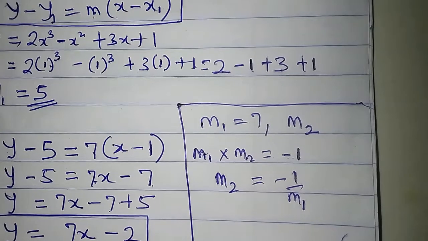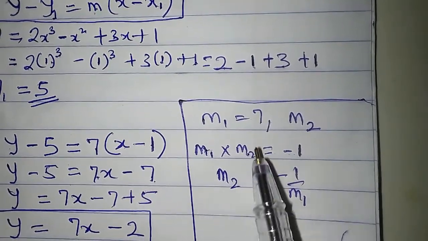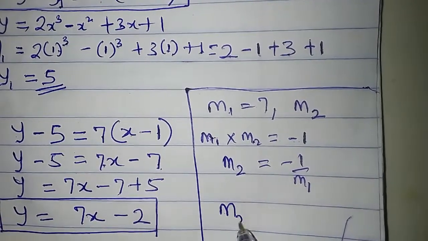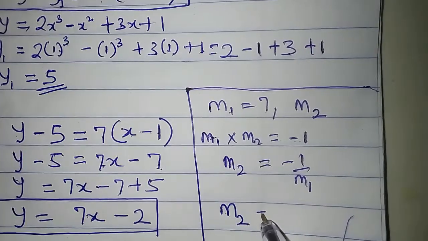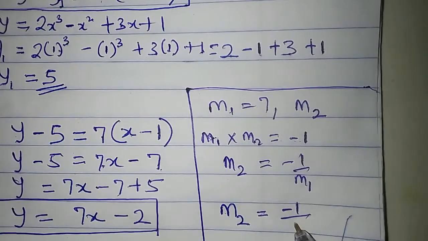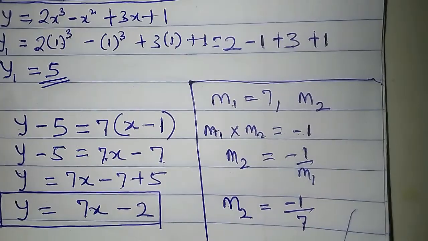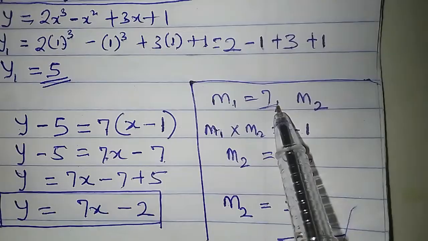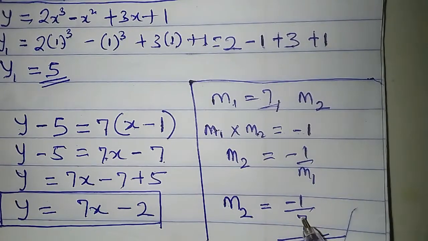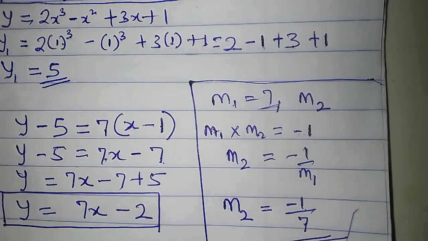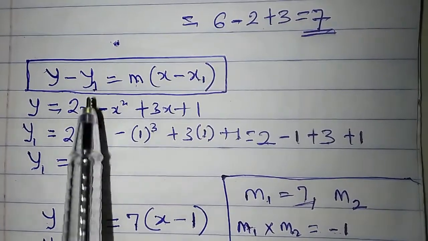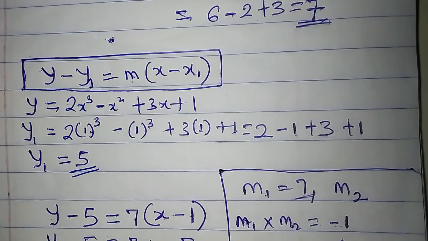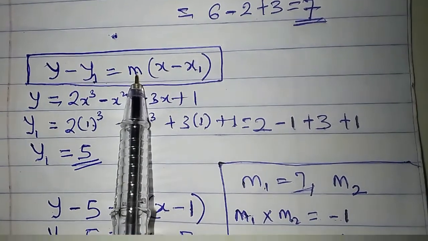Alright? So since the gradient of the tangent, which is m1, is 7, it means that the gradient of the normal, which is m2, is equal to minus 1 all over 7. So the gradient of the tangent is 7. The gradient of the normal is minus 1 over 7. We are still going to make use of this equation of the straight line to determine the equation of the normal. But this time around, the gradient will change.